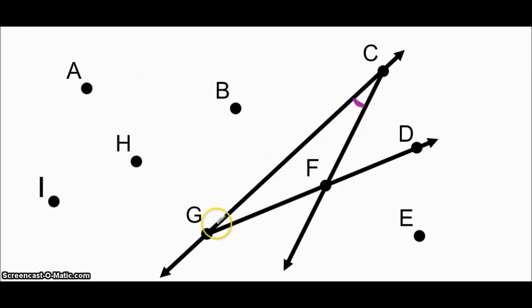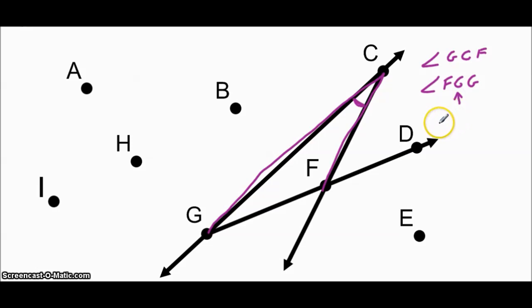Well, I would call it angle GCF. Because I'm starting with a point on one side of the angle, so G, the vertex C, and then the other side, F. I could also call it FCG. FCG is just fine there, as long as I keep that vertex in the middle.